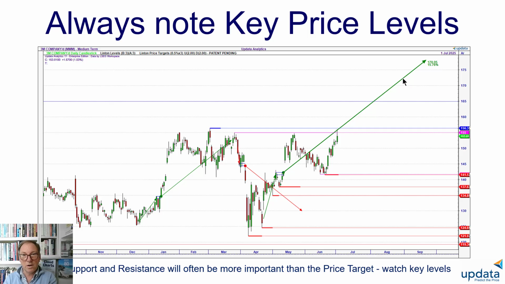Always note the key price levels. Here we've got an upside target, but right now we're nudging resistance. I like to say I normally want to see 3 days or 3 bars above a level to really feel that that level has been broken. And then I might expect resistance here before we get to this target. It is important to understand that support and resistance is often more important than the price target itself, because those are the actual levels where people bought and sold.